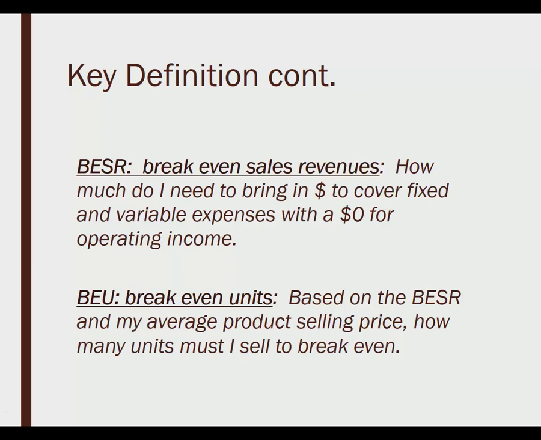Other key definition: BESR. That's what we refer to as break-even sales revenue. How much do I need to bring in money-wise, so sales-wise, to cover fixed and variable expenses with a 0 for operating income? So how much money do I need to make to cover my fixed and variable expenses so that I'm not making any operating income, but I'm also not losing any money? I basically am at 0. I've broken even. I've covered all my costs. Now I start to make money.